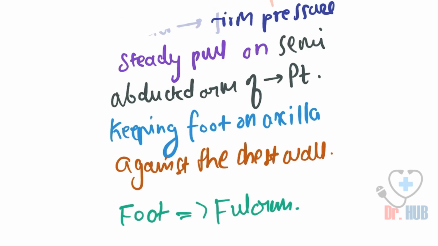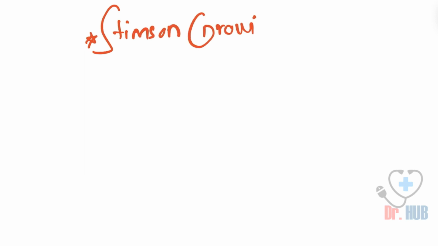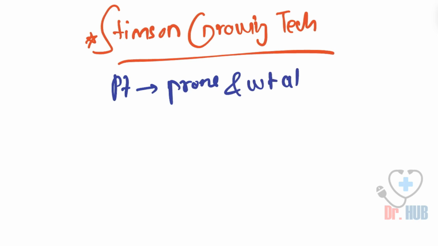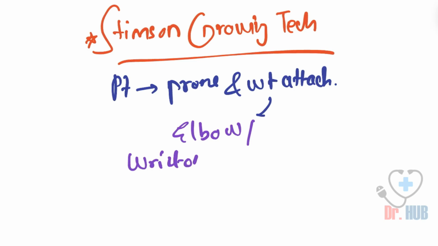Next, we look at the Stimson gravity technique. So in case of the Stimson gravity technique, the patient is left in prone position, and weight is attached. The weight is attached to the elbow or the wrist on the affected side.